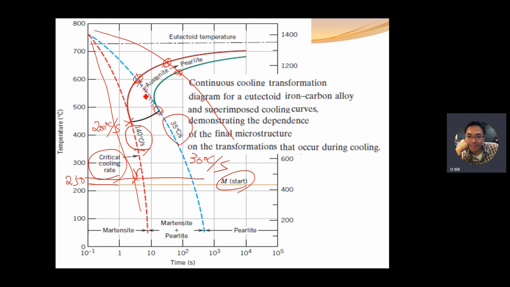Okay, so in this case, we see a curve that shows one cooling rate is 140 and the other is 35 Celsius per second. So within this range, if we want to have the transformation, we can control the time for starting this transformation of pearlite. Again, we can control the time for the finish of this transformation of pearlite.